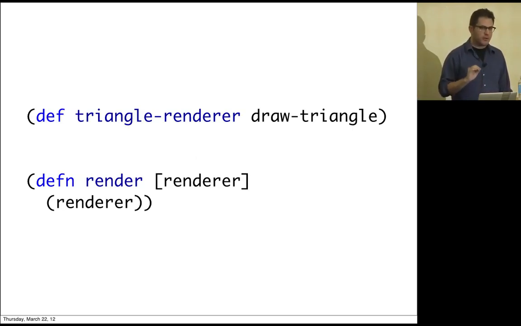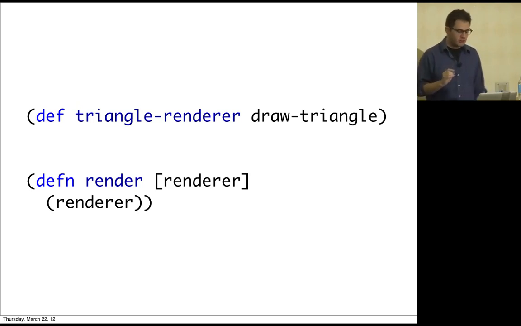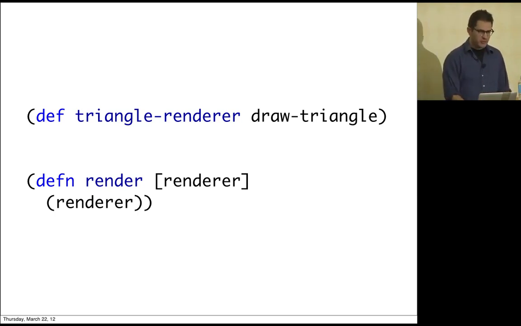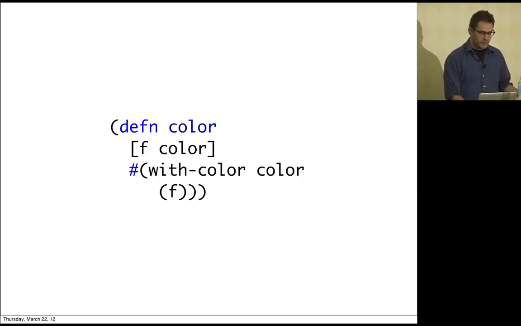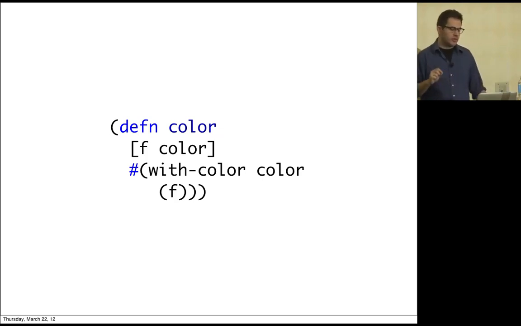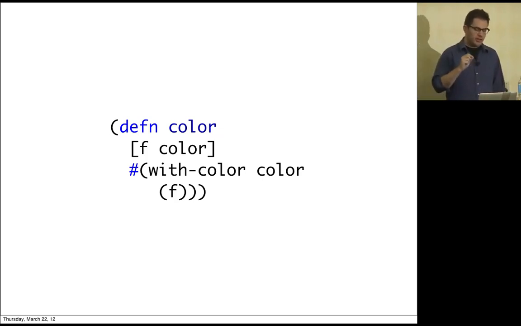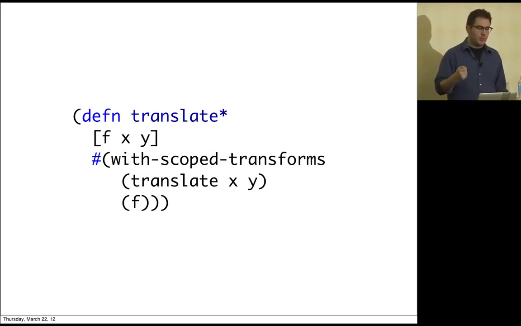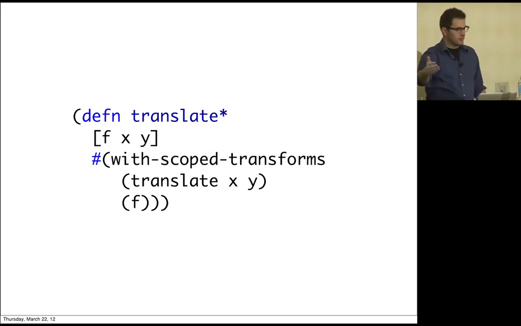So let's try a very simple change here. Let's say that our draw triangle function is actually a triangle renderer. And now we have a render function which just invokes the renderer. And this may seem kind of silly and pointless, but consider that now we can take a function, have a color, and return a function which draws the same thing, but now in a different color. And we can take a function which draws something, and we can return a function which draws it somewhere else. Okay?